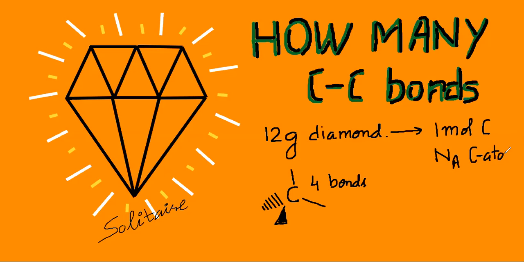Now, if students are very simplistic in their thinking, then they will arrive at this logic: that means there are 4 NA C-C bonds. But that is not exactly the correct answer. Why? Because in diamond, there is a network of carbon atoms. Carbons are connected with each other through a network.